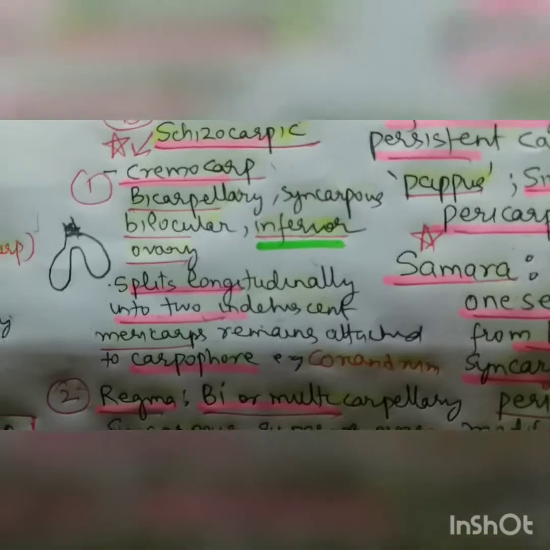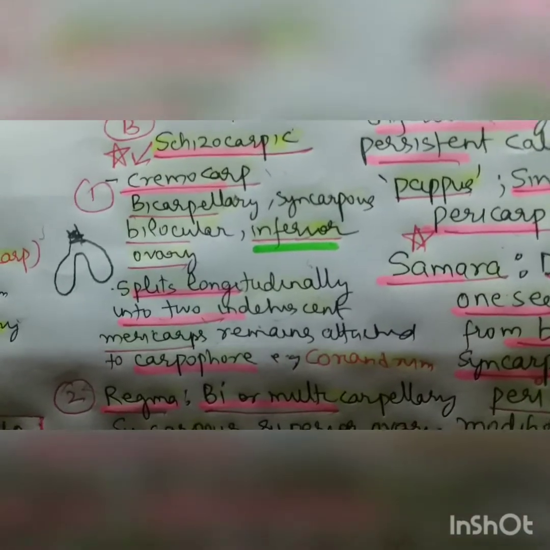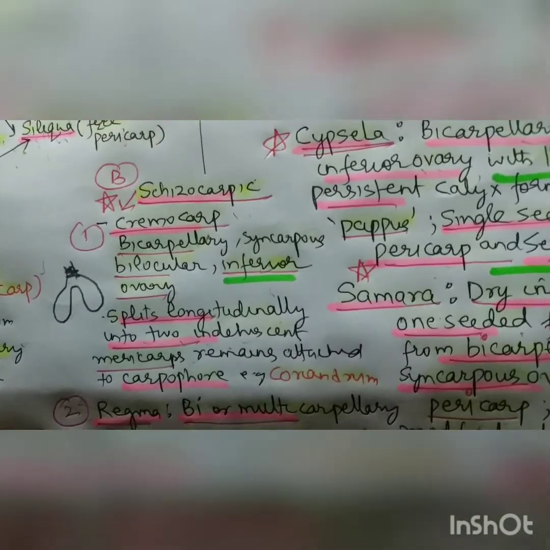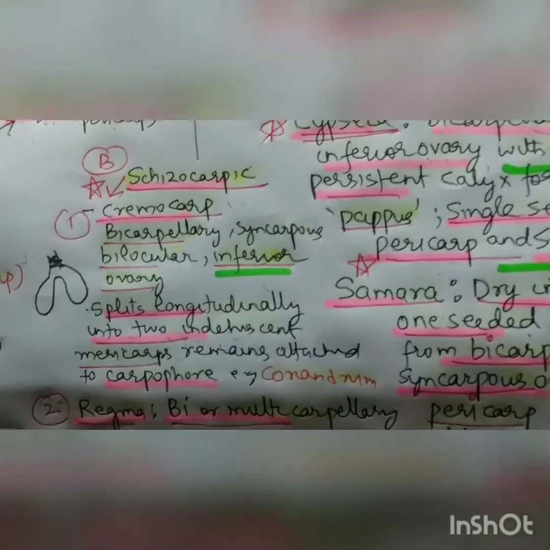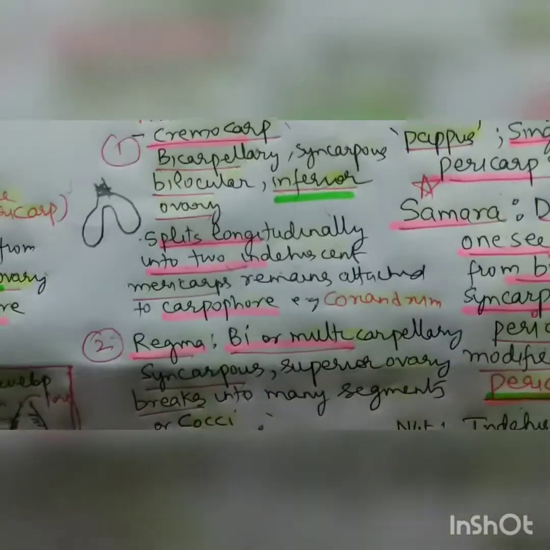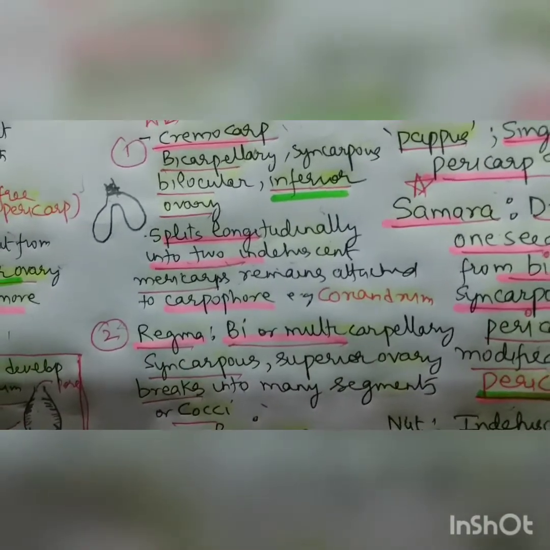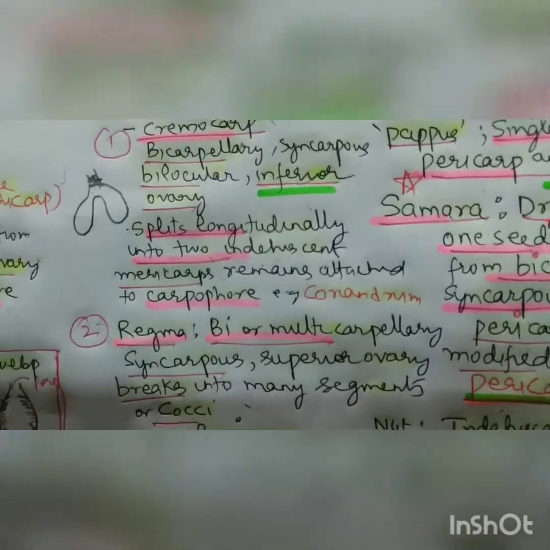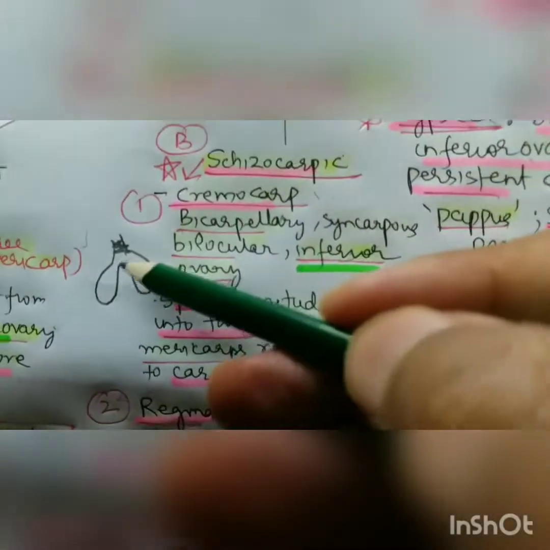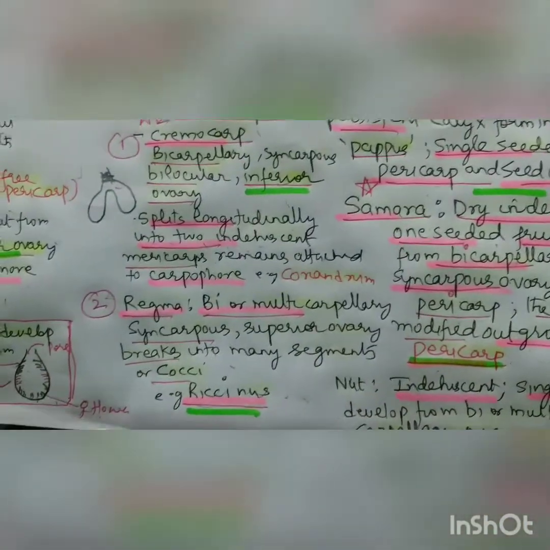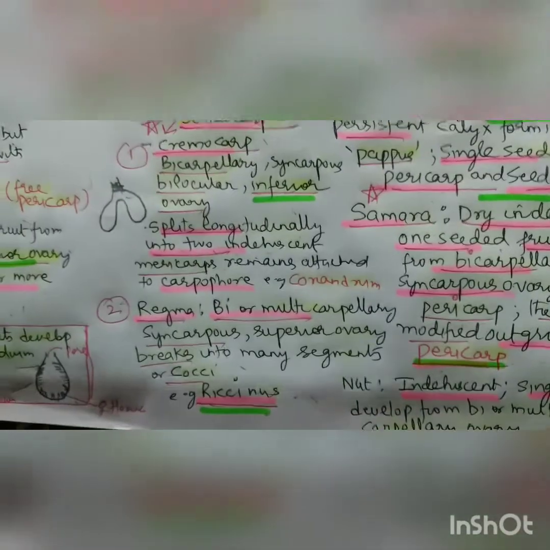So now I am coming to the third, that is schizocarpic. The first is the cremocarp. It comes from a bicarpellary, syncarpous, bilocular and inferior ovary. Cremocarp we basically did in a lot of families, so please refer to those families. Here it splits longitudinally into two indehiscent mericarps, as in Umbelliferae, Apiaceae, coriander, which are attached by means of the carpophore, right? Then we have regma, which I explained in detail.